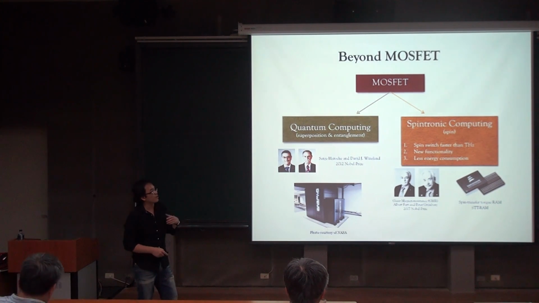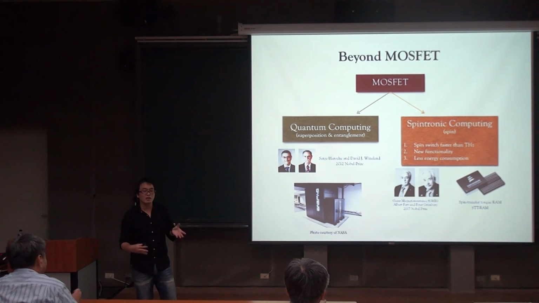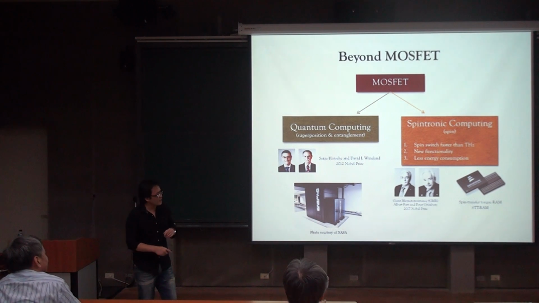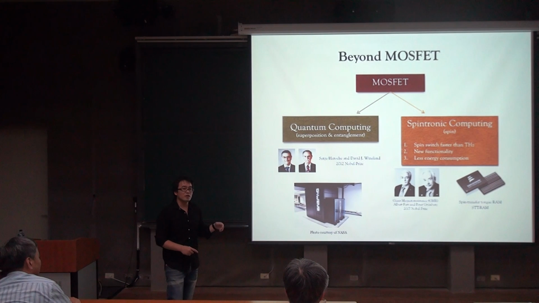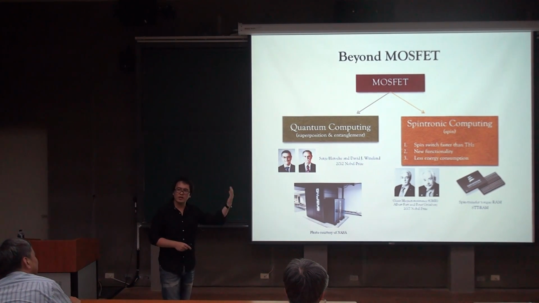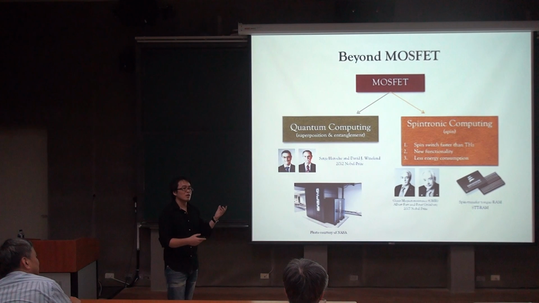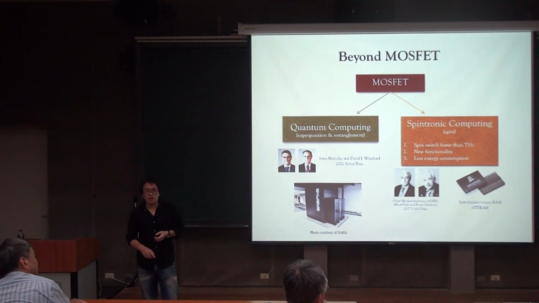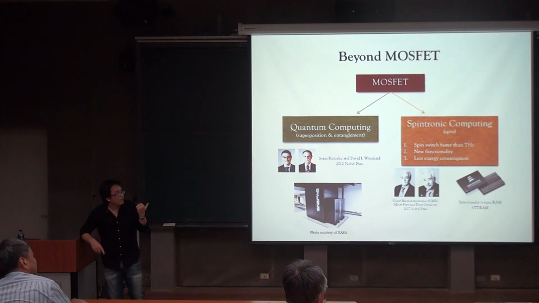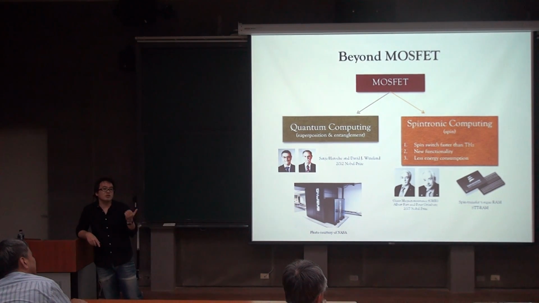They could also have new functionality and use less energy consumption. Some examples: you probably heard about giant magnetic resistance, which won the Nobel Prize in 2007. And you probably heard that early this year there was a commercial product called STT-RAM, which uses spin to store information. But if you look at all these products, you'll find most spintronic computing relies on memory, which is the storage.